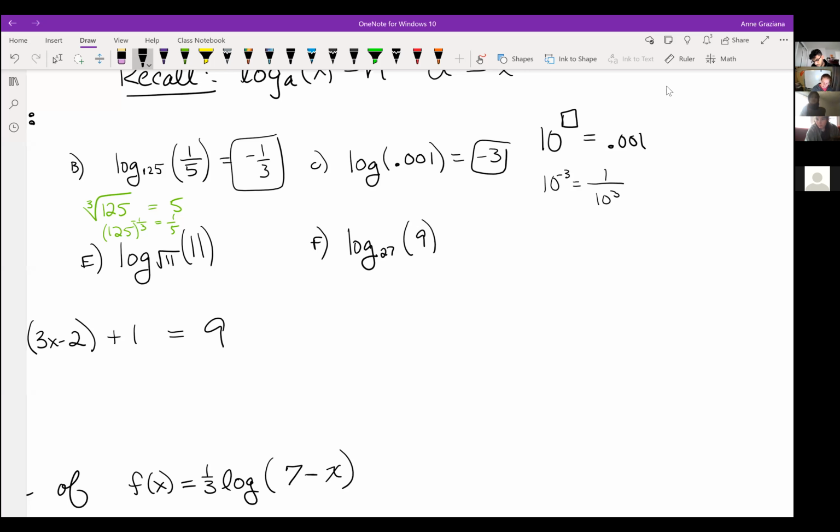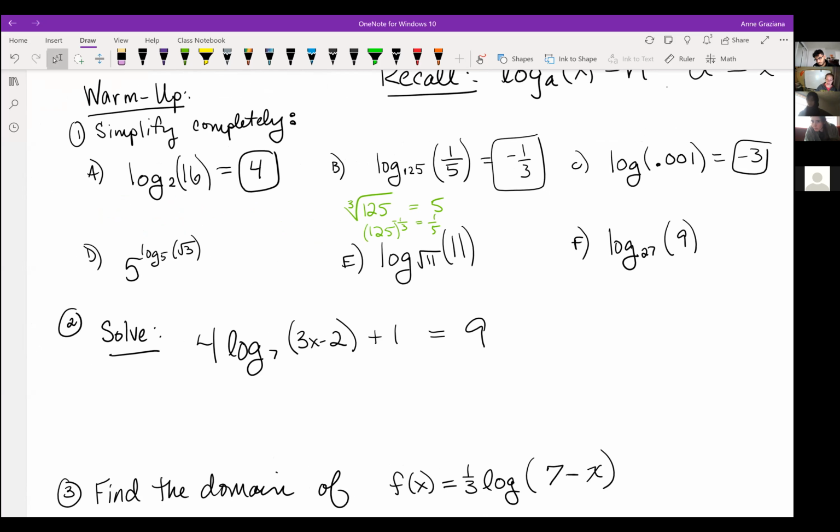This is 1 over 10 cubed, which is 1 over 10 times 10 times 10, which is 1 over 1,000, which is 0.001. Okay, so that's why that exponent works. Any questions on that? All right, very good. Thanks, Chris. Okay, D, how about D?